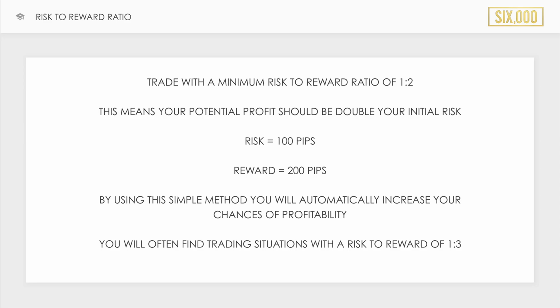We aim to make double our risk as a minimum, the absolute minimum, 1 to 2. If I'm risking 1%, I should be making a minimum of 2% per trade. If I'm risking 2%, I should be making 4% per trade. The same goes for a bat pattern, for example, if it's 1 to 3. If you're risking 2% per trade, you should be making 6% on that trade.